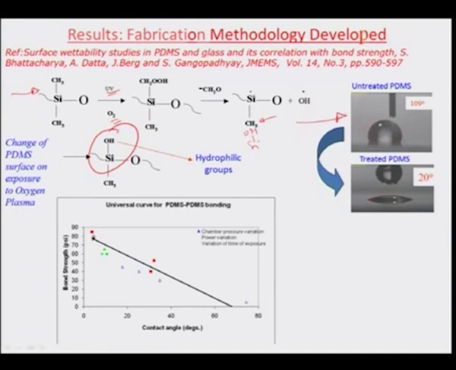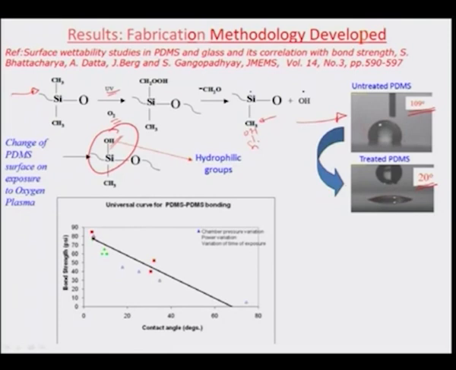For example, in this particular illustration, you can see the total contact angle of about 109 degrees of this droplet has changed to almost 20 degrees by virtue of just plasma treatment. So, that is indicative of the fact that there are a lot of OH, a lot of hydroxyl groups on the top of the surface, which is resulting in a lower contact angle.